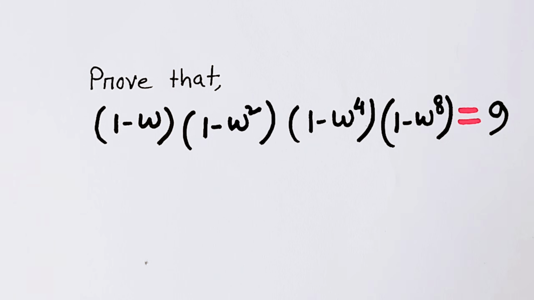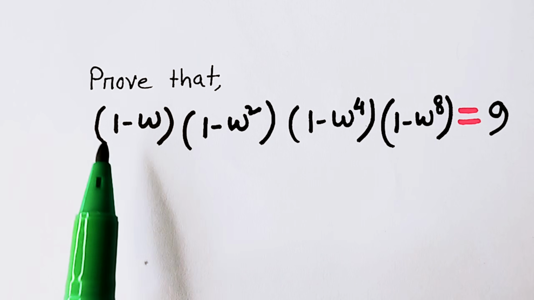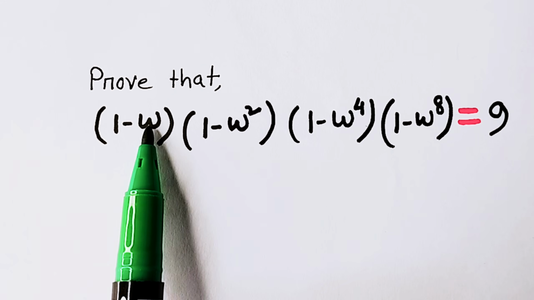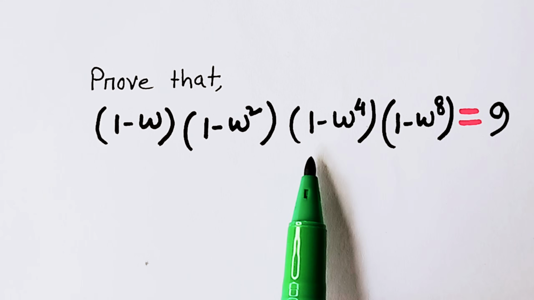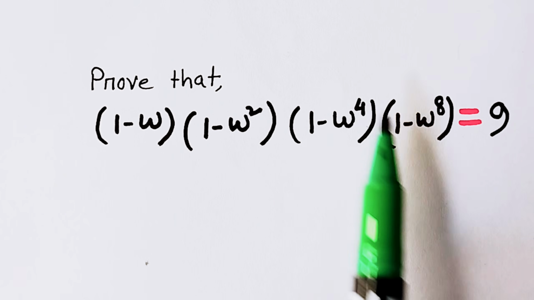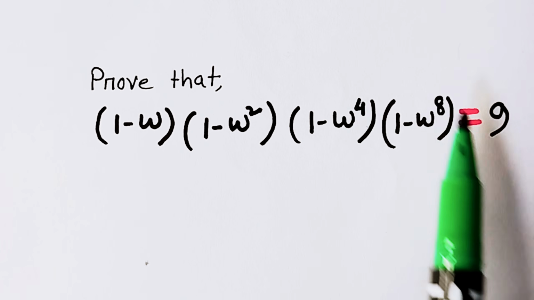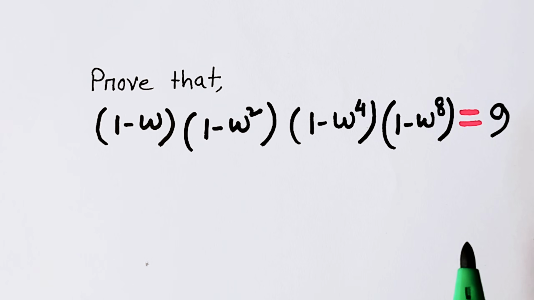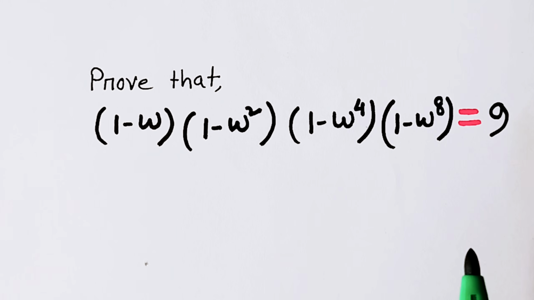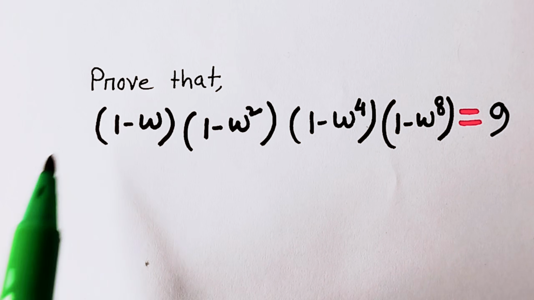Today we are going to solve a very interesting math problem. The problem is: prove that (1 minus omega)(1 minus omega square)(1 minus omega to the power 4)(1 minus omega to the power 8) equals 9. Many people do this math in a wrong way. I am going to solve this math.